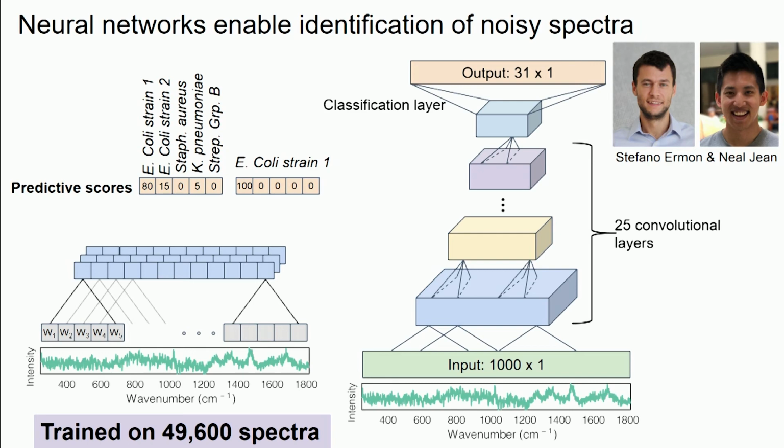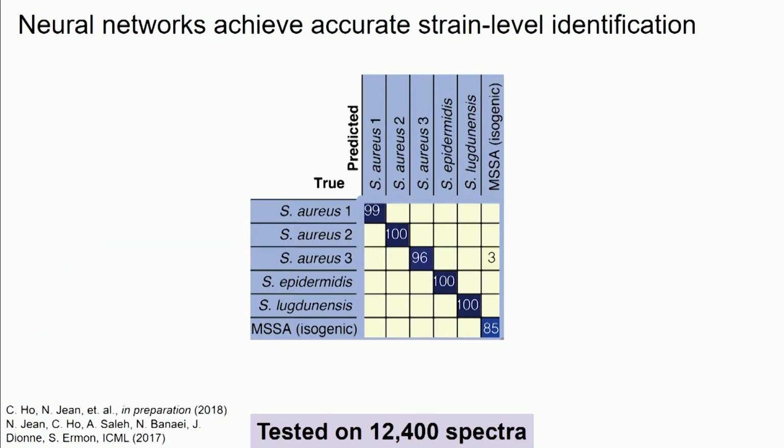So after we've gone through this training process, we then test the network on a separate data set of about 12,000 spectra. And the results of that test can be seen in this thing called a confusion matrix, where each element is a percentage of the number of spectra in each true class that get predicted by the network as either the same class, so an accurate classification, or a different class, so a misclassification. So you can see here, the first 3 bacteria are different strains of the same species. So we can really achieve high accuracies at the strain level.